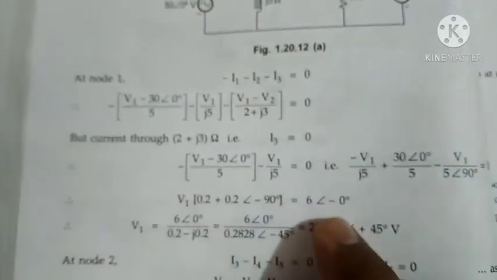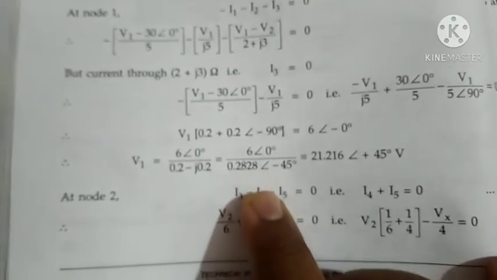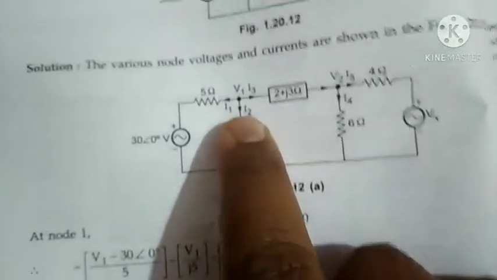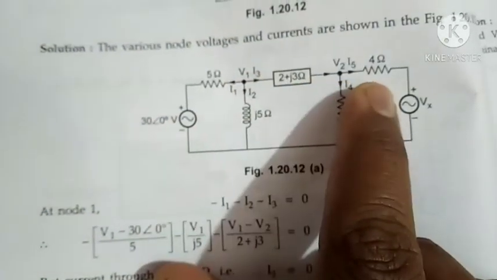In both the equations we substitute I3 is equal to 0. After substituting the value of I3 equal to 0 in these equations, what is I3 here? I3 is the current flowing between V1 and V2.